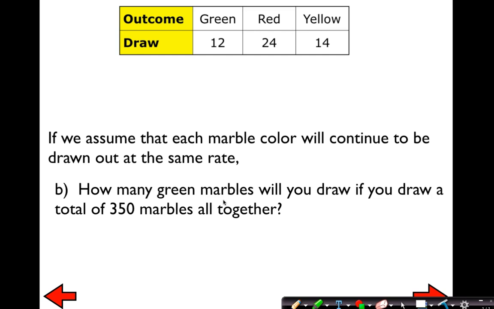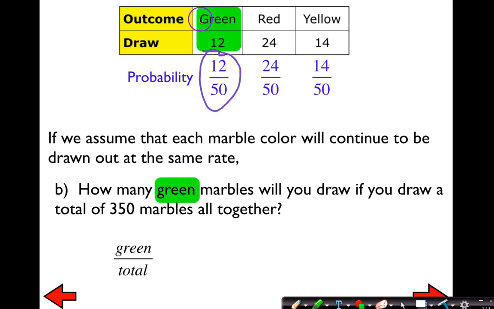Okay, so if we assume that each marble color will continue to be drawn at the same rate, how many green marbles will you draw if you draw a total of 350 marbles altogether? Well, we're still going to use this probability of 12 out of 50, except now our total is not 50, our total is 350. How does that work? Well, 50, in order to get to 350, would have to be multiplied by 7. So I'm going to multiply the numerator by 7 as well.